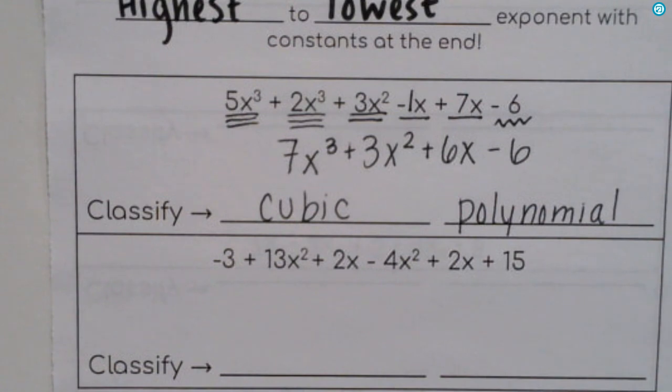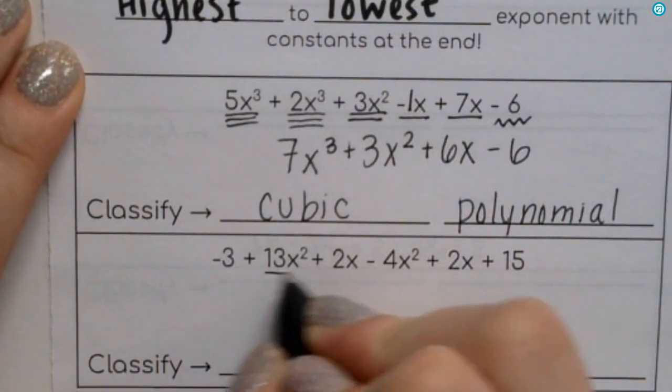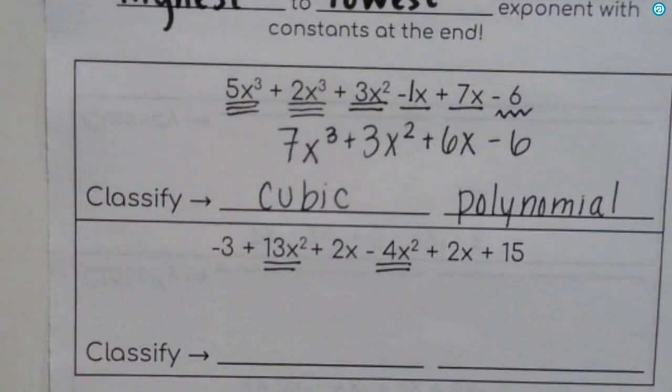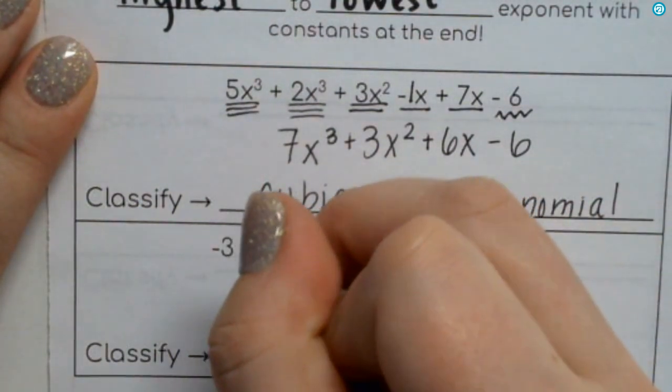Okay. Next one, we've got 13x squared and negative 4x squared. X squared is my highest exponent, so I'm going to combine those together. So 13x squared, negative 4. You can think about that as 13 minus 4 or 13 plus negative 4. Either way, it's 9. What's up, Brooke?